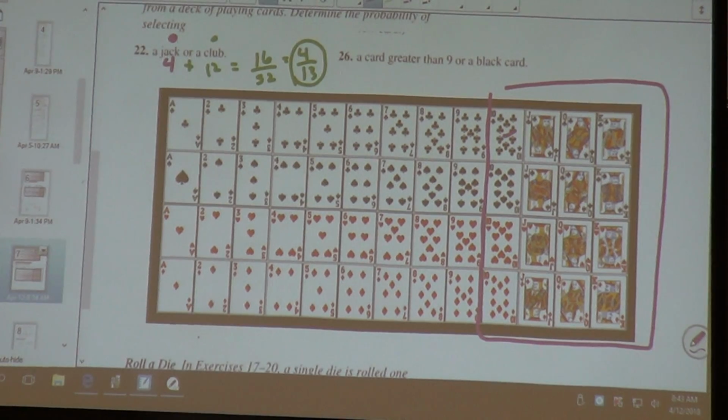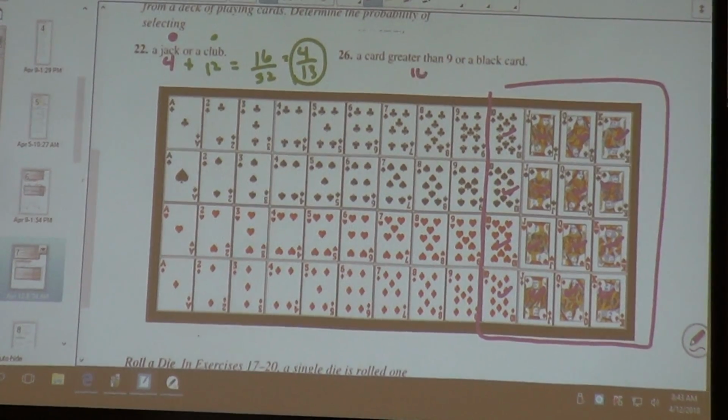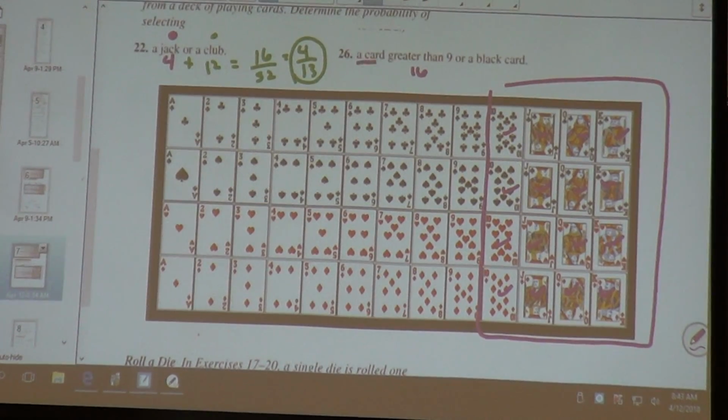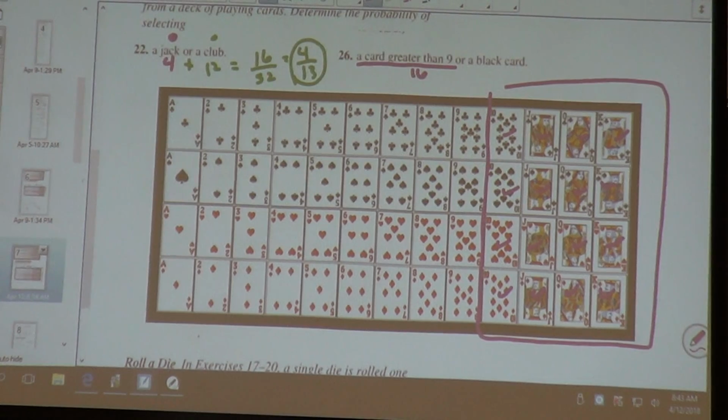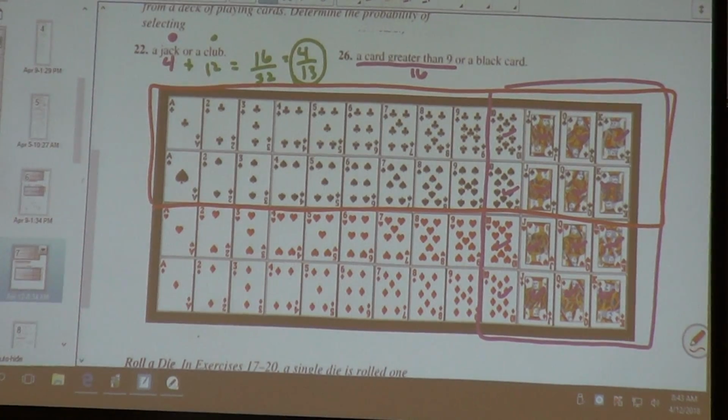1, 2, 3, 4, 5, 6, 7, 8, 9, 10, 11, 12, 13, 14, 15, 16. So there's 16 cards that are greater than 9. Now, black cards are going to be all of those, but we're not going to count the ones we've already counted. So we're going to count 1, 2, 3, 4, 5, 6, 7, 8, 9, 10, 11, 12, 13, 14, 15, 16, 17, 18.